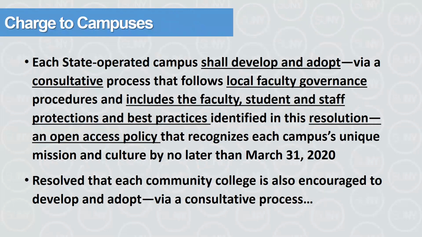So the charge to the campus, I'm not going to read this to you. You can read it yourself, but basically what we're doing is instructing each state-operated campus to work through their particular processes on campus to create an open access policy and have that policy in place no later than March 31st, 2020. We also strongly encourage that community colleges do the same, although because of the authority or lack of authority that we have over community colleges, we cannot require them to do it. We can only encourage and support them in doing that work.